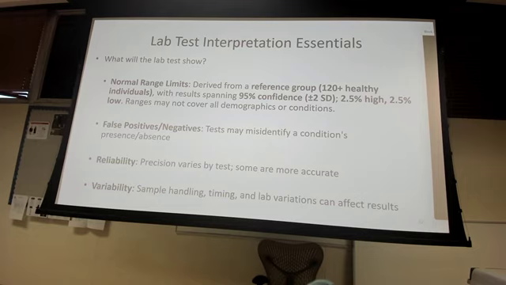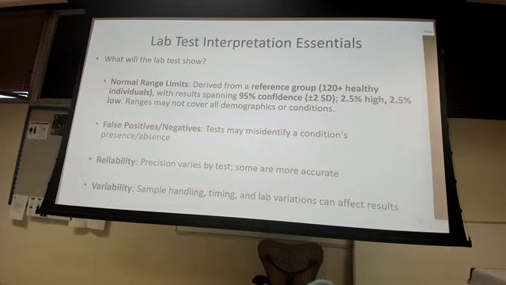So you want to take about 120 plus healthy individuals, usually between 120 and 150 people, with results spanning a 95% confidence. And then from there we will do our low and highs based off of a +2 or -2 standard deviation. So 2.5% high is our high value, 2.5% low will be our low, and that's how we make a reference range pretty much, okay?